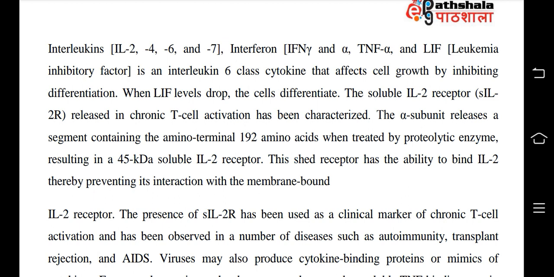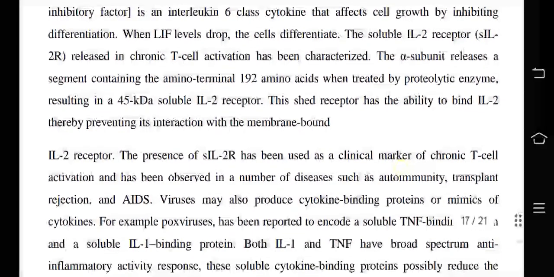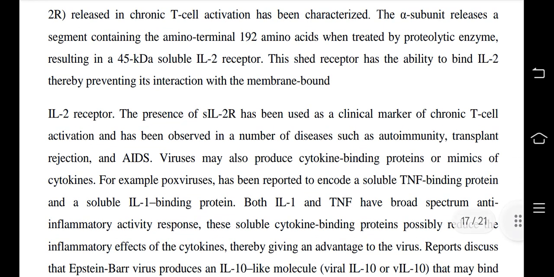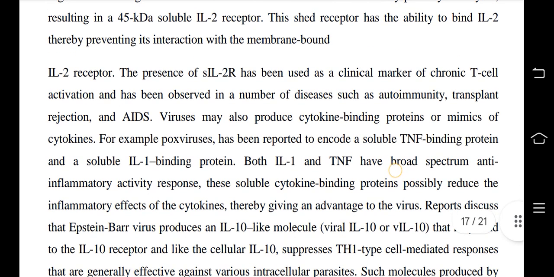The soluble IL-2 receptor, sIL-2R, released in chronic T cell activation has been characterized. The alpha subunit releases a segment containing the amino terminal 192 amino acids when treated by proteolytic enzymes, resulting in a 45 kilodalton soluble IL-2 receptor. This shed receptor has the ability to bind IL-2, therefore preventing its interaction with the membrane-bound IL-2 receptor. The presence of sIL-2R has been used as a clinical marker of chronic T-cell activation and has been observed in a number of diseases such as autoimmunity, transplant rejection, and AIDS.